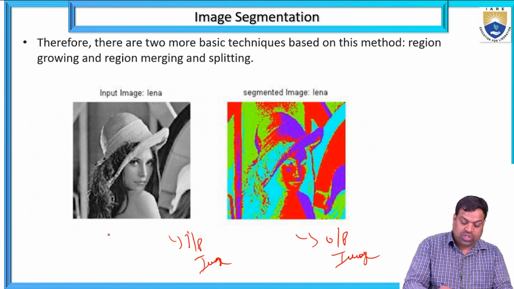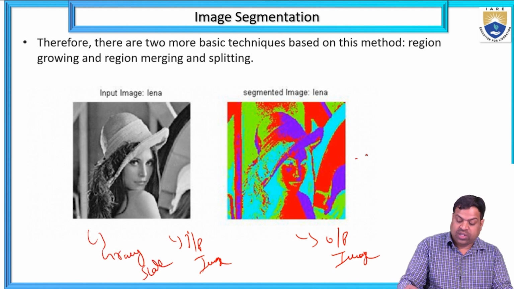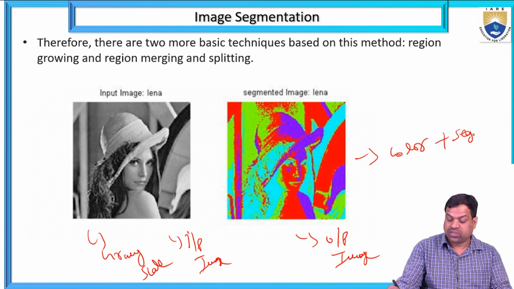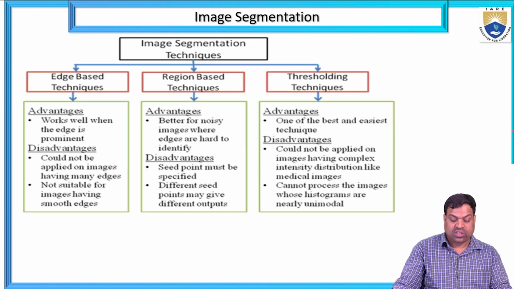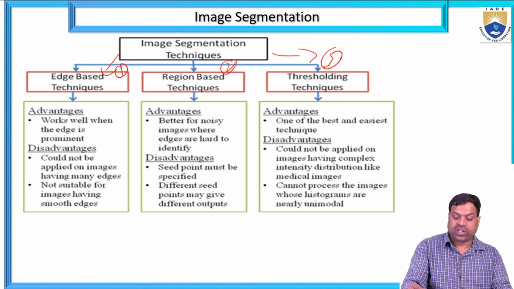So this input image is grayscale and is being converted into color, color with segmentation. In this segmentation there are edge based technique, region based technique, and threshold technique.